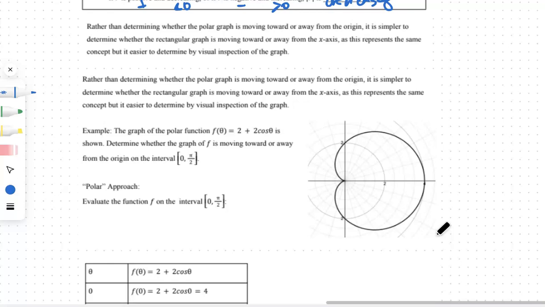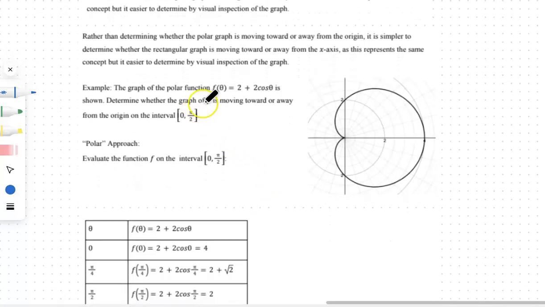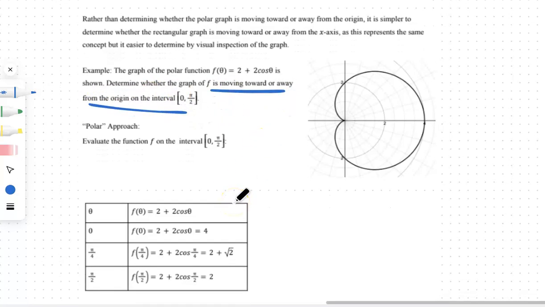So here we're going to work with the function f of theta equals 2 plus 2 cosine theta, and we have it graphed here. This is a cardioid. I mentioned that last lesson, but it effectively looks like a heart, so it's called a cardioid. If I look at this from a polar perspective, non-rectangular, and I want to know, is the graph moving toward or away from the origin on the interval from 0 to pi over 2? Well, let me just plot some points.